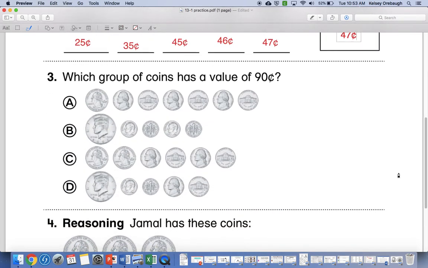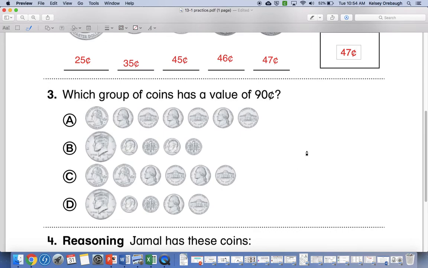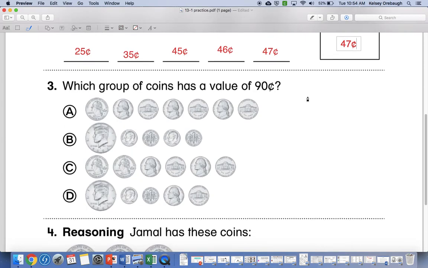Okay? Number 3. Which group of coins has a value of 90 cents? Okay. We have lots of counting to do here. Let's look at A. We'll do it step by step. And you can always use your whiteboard or a piece of paper to stack as we count. You don't have to do this in your head. I think it's a really smart idea to stack, to check our work.